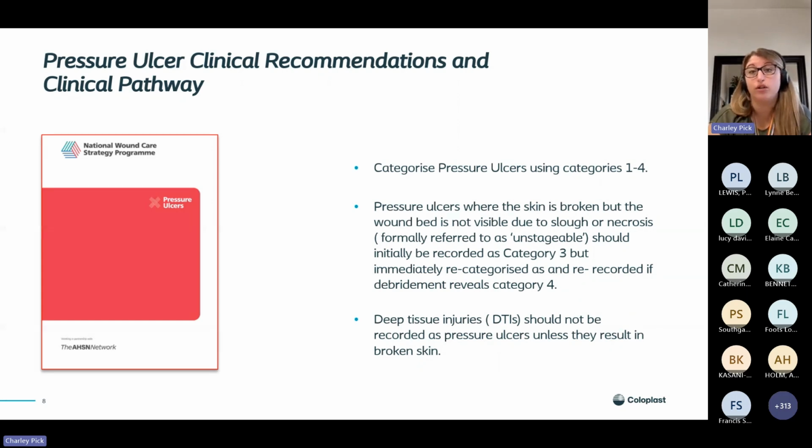Deep tissue injury is no longer a category. I know some trusts are keeping it as a category 1. Some trusts have kept it as a category on its own. What you must do is follow whatever your policies are in your trust or in your care home, because, as I say, not everywhere has adopted these recommendations.